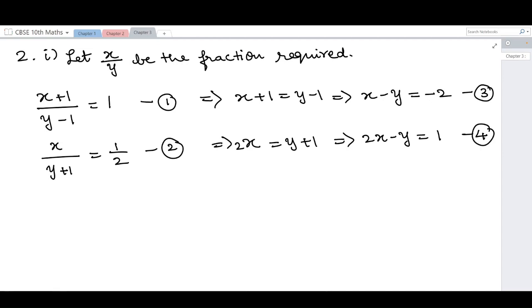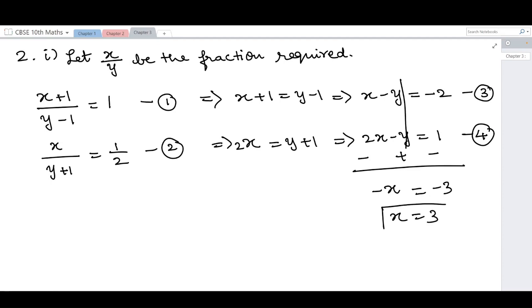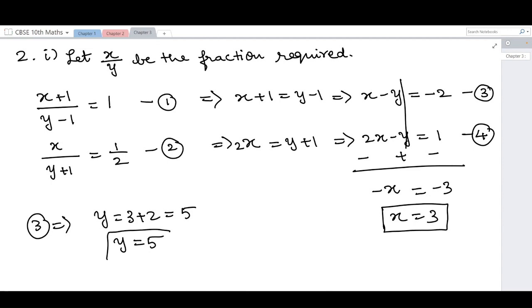Now let us solve equations 3 and 4 by elimination method. Subtract the fourth equation from the third equation. So we will get minus x equal to minus 3. Therefore, x equal to 3. Now, if you substitute this x value in the third equation, we will get y equal to 3 plus 2 equal to 5. So y equal to 5. Fine. So we have determined the fraction to be 3 by 5.